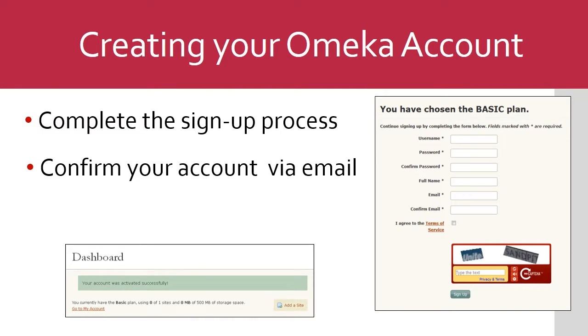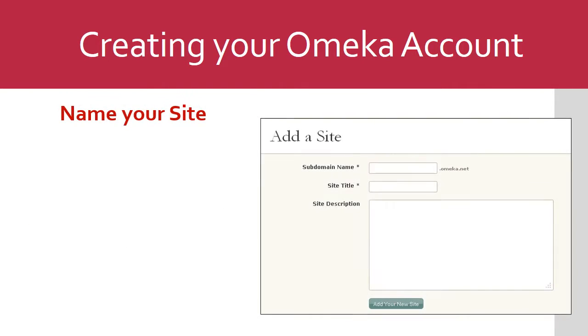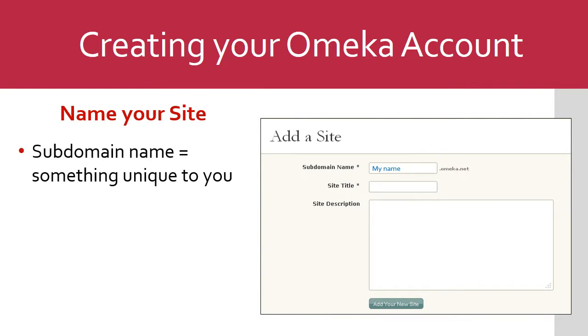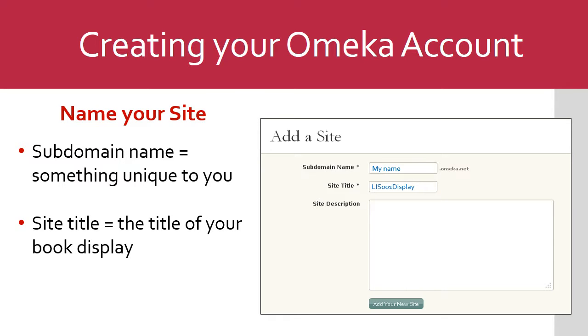Using your dashboard, you will set up your website where your digital book display will be located. To start, select Add a Site. You'll be asked to create a subdomain name, which should be something unique to you, like your last name, and a site title, which should be the title of your actual book display.